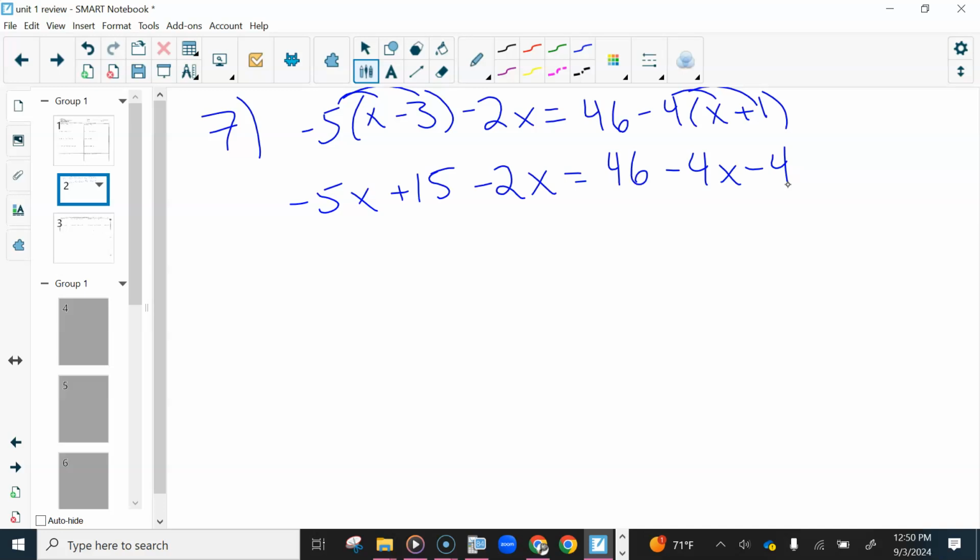What on this end? Okay, so we're going to combine the terms and not add, but do exactly what it says. Negative 5x minus 2x. And then the same thing on this side. Combine our like terms.